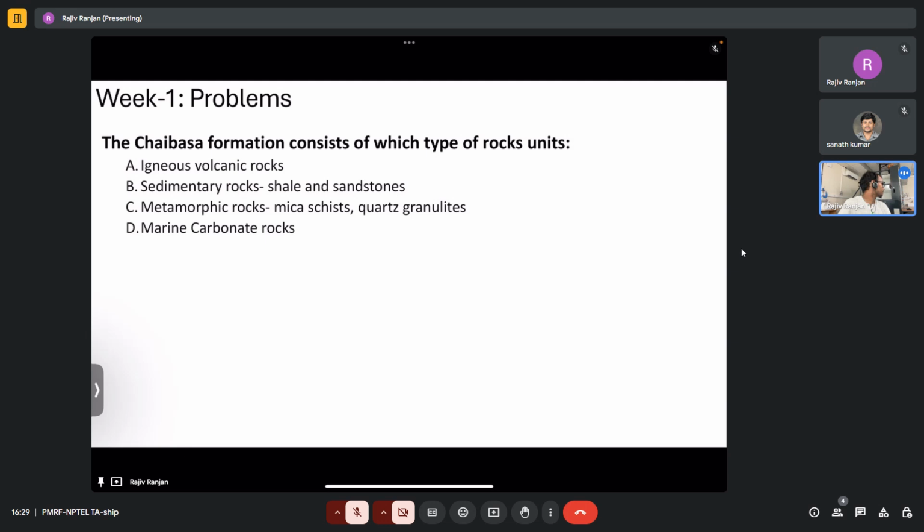Any guess? No guess? You can respond either way, it's fine. We will solve this question together. Okay, so what do you think? About option D, is it correct?